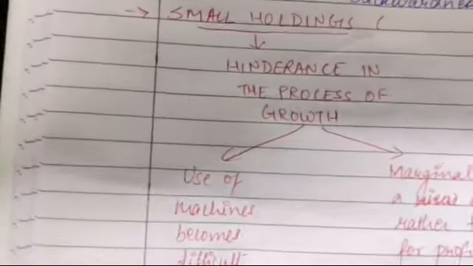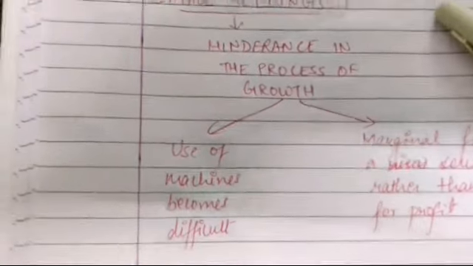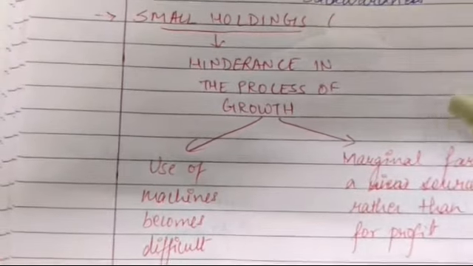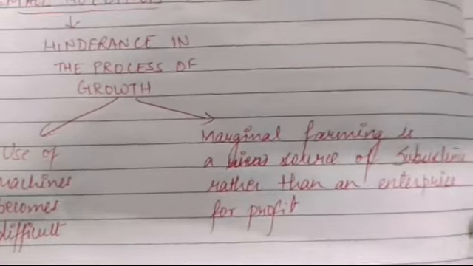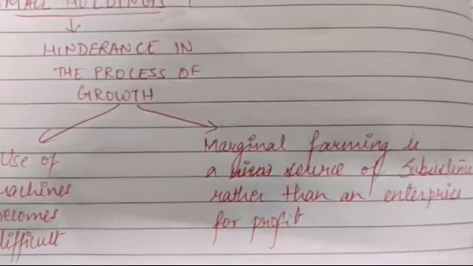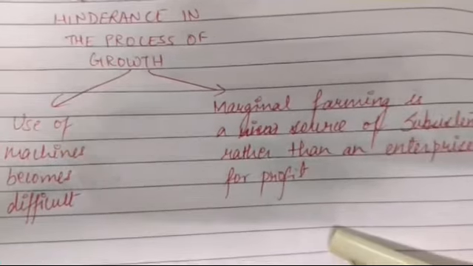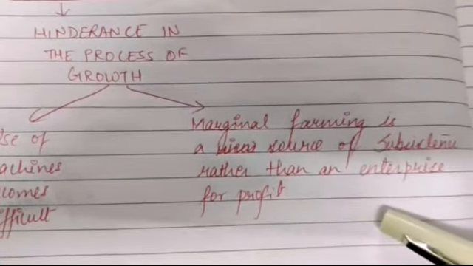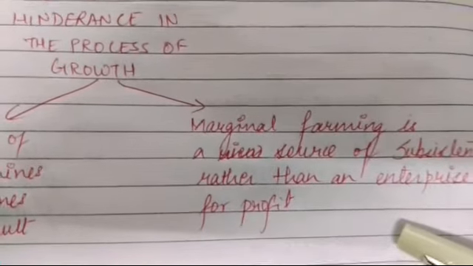Next is small holdings. Small holdings means the small size of farmers' land. Basically, it hinders the process of growth in two ways. First, use of machines becomes difficult, and second, marginal farming is a source of subsistence rather than an enterprise for profit. It basically focuses on the family as compared to the earning of profit.